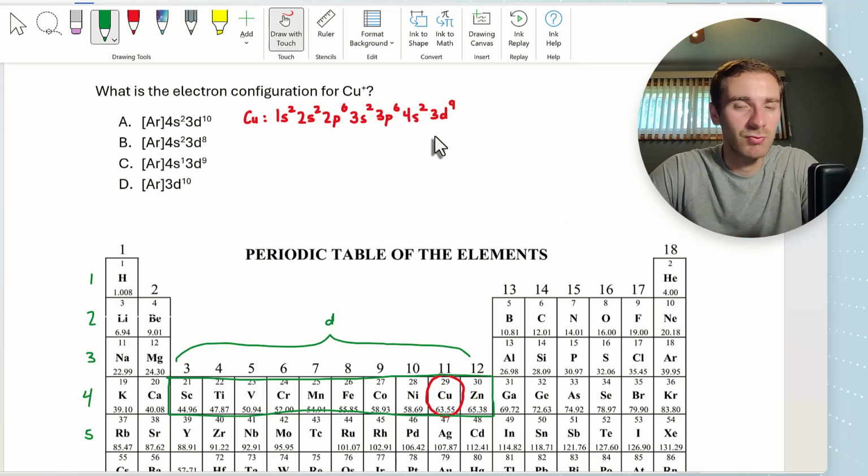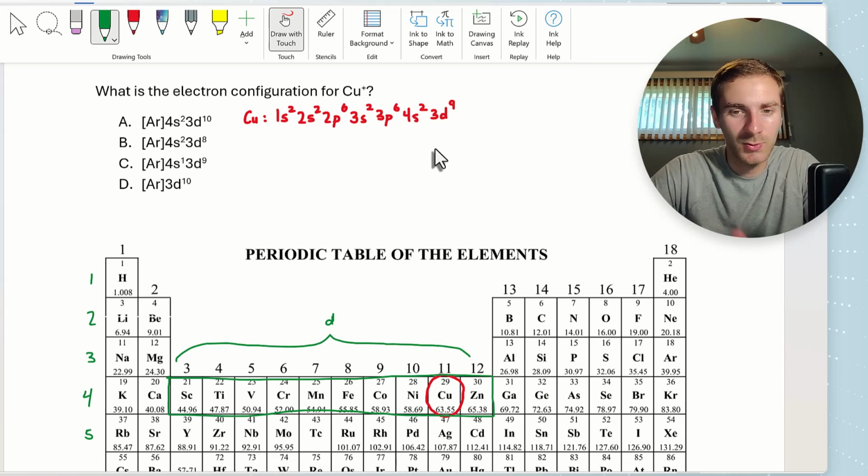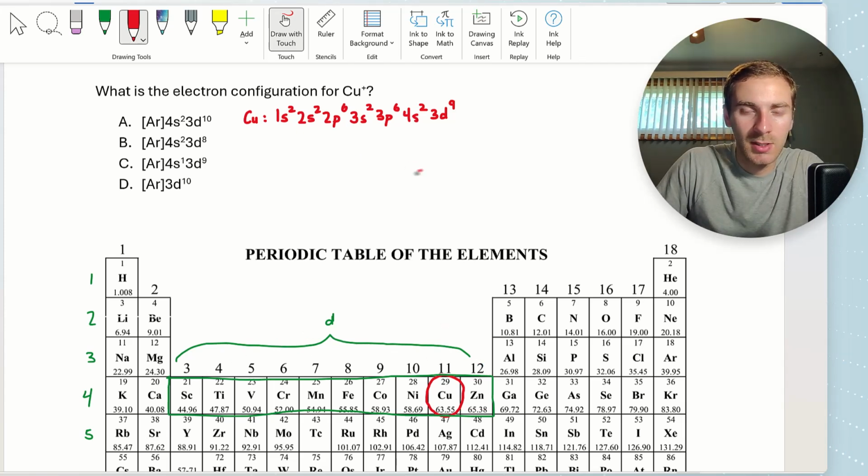However, copper, just regular copper, is already an exception. So first we need to consider that. The reason it's an exception is that the D sublevel can hold up to 10 electrons, meaning that it has 5 orbitals. If we just focused on the 4s and the 3d for copper, we would expect its orbital diagram to look like this.